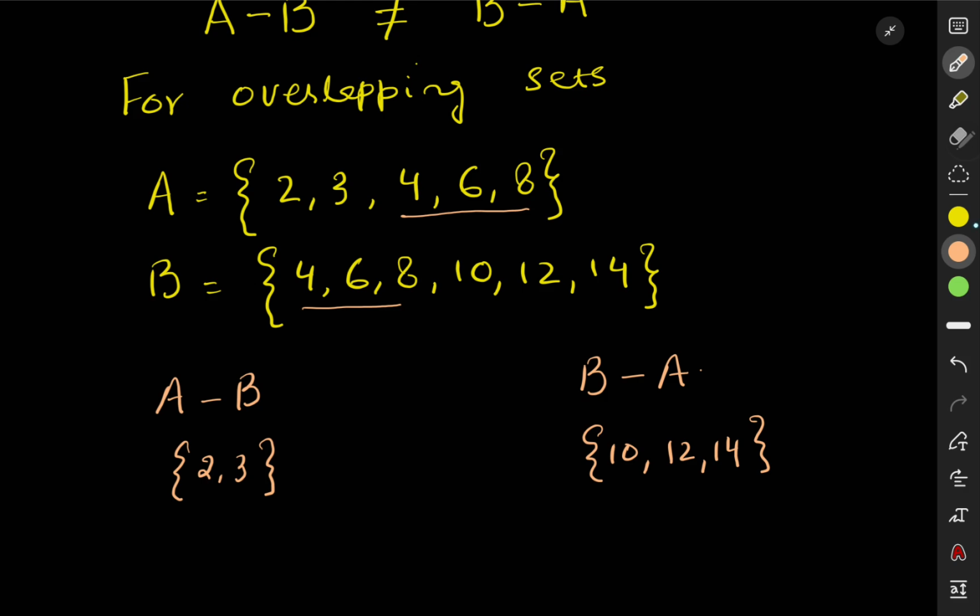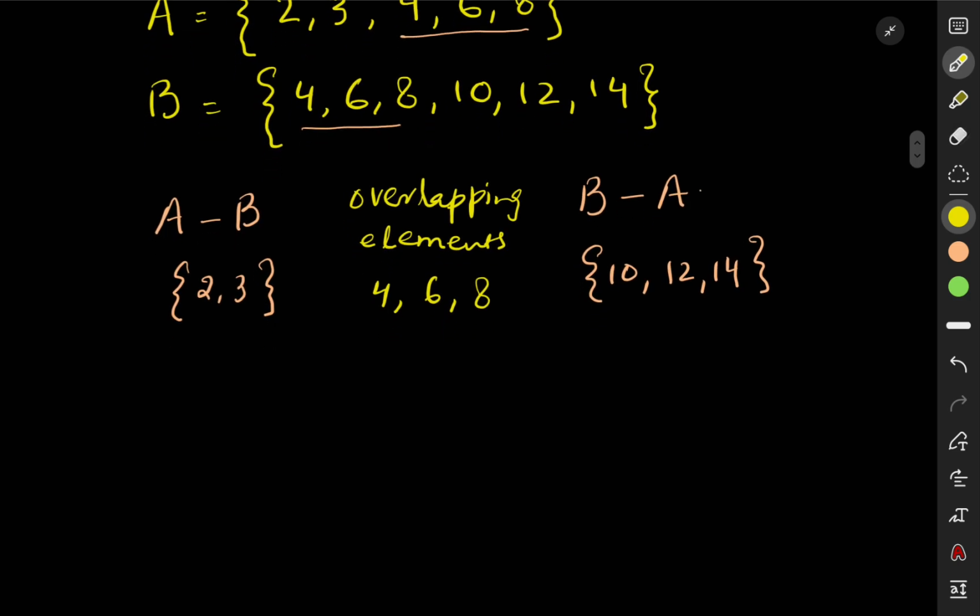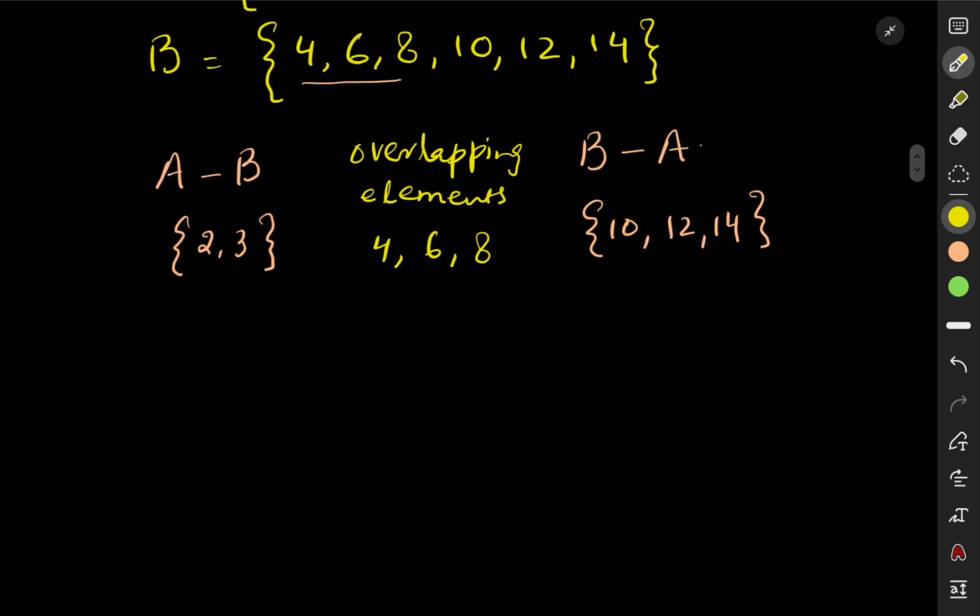The overlapping elements are 4, 6 and 8. Now we show A difference B and B difference A through Venn diagram.